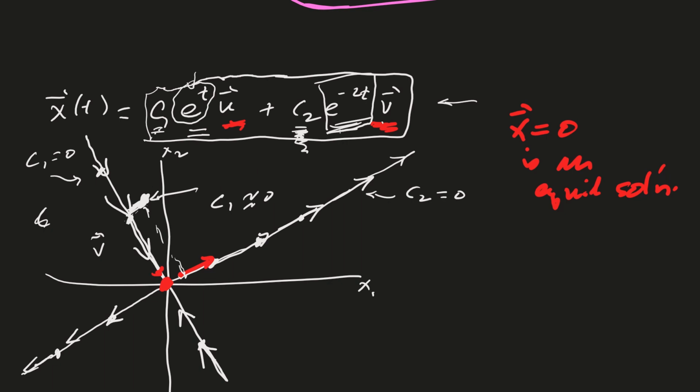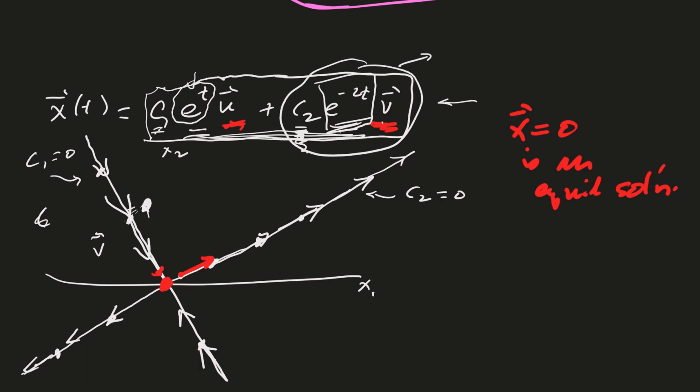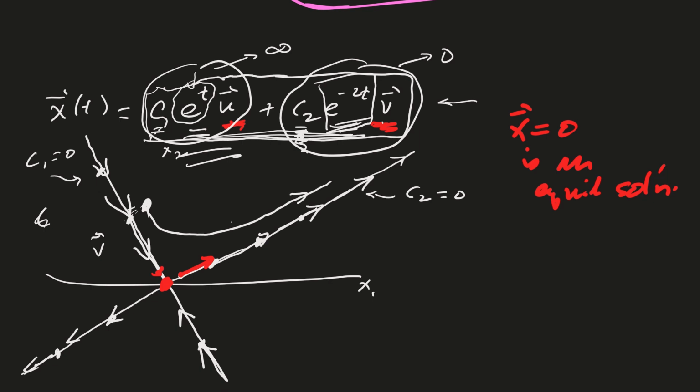Okay, and so let's see where we're going to go from there. If I'm starting at this point, where am I going to go in my solution here? Well, this part of the solution is dropping to 0, and this part is going to infinity. So you're going to go to infinity along the vector u, and you end up doing something like that. Notice that we're going to infinity parallel to this vector, getting closer and closer to it as we go out farther and farther.